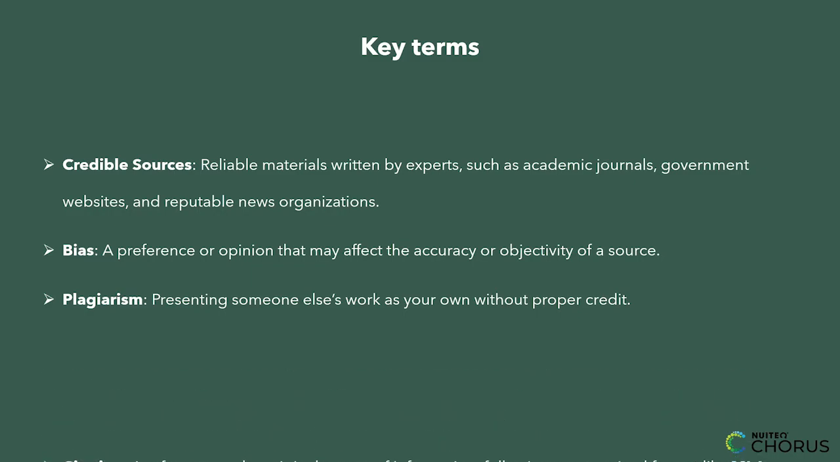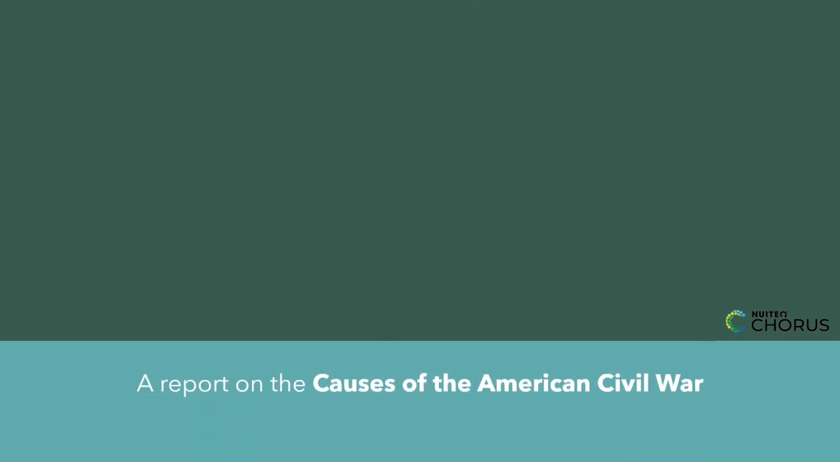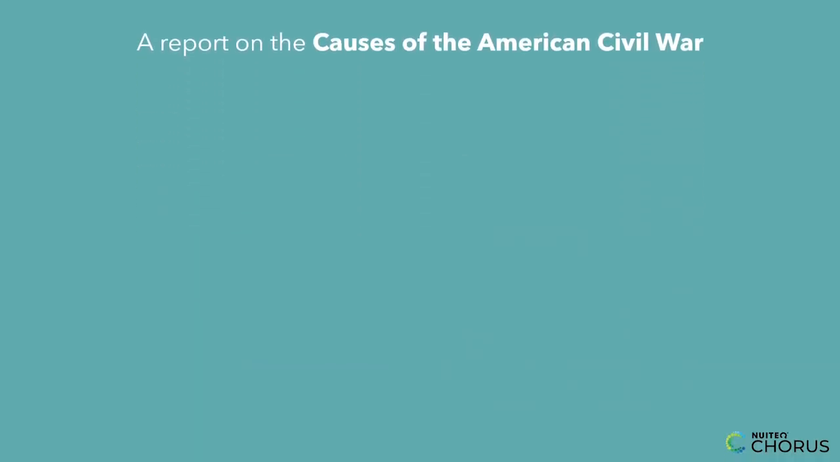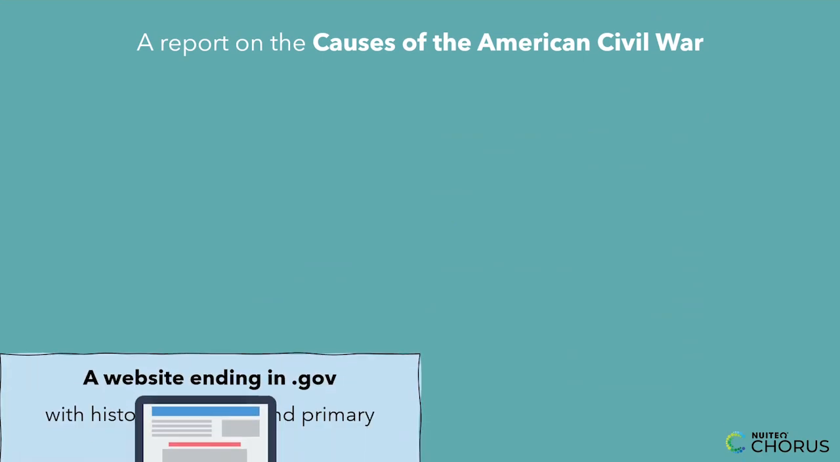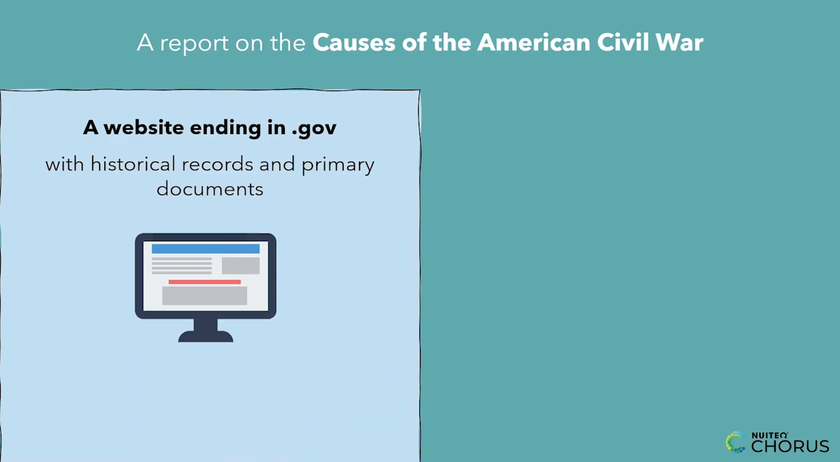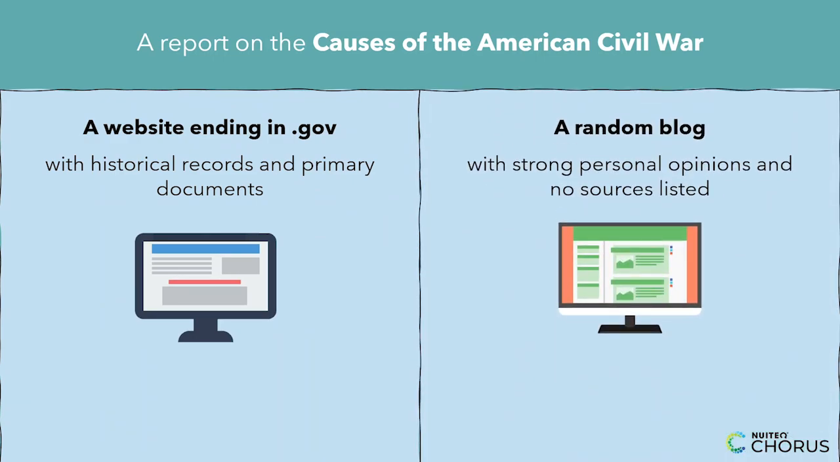Now, let's see how these concepts apply in real research situations. Let's start simple, researching for a history project. You need to write a report on the causes of the American Civil War. You find two sources: a website ending in .gov with historical records and primary documents, and a random blog with strong personal opinions and no sources listed. Which one should you trust?